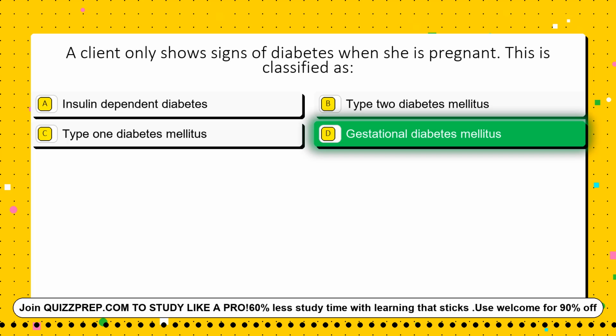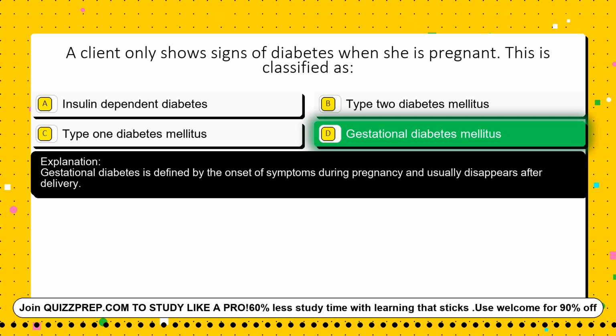The correct answer is option D, gestational diabetes mellitus. Gestational diabetes is defined by the onset of symptoms during pregnancy and usually disappears after delivery.